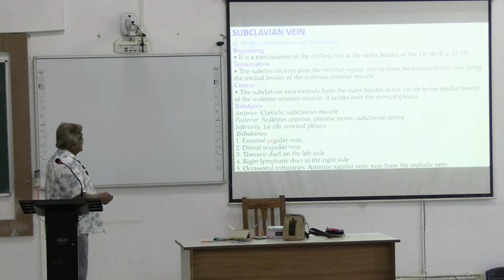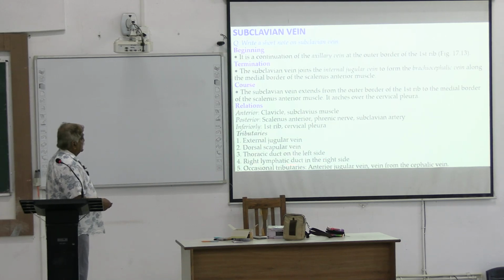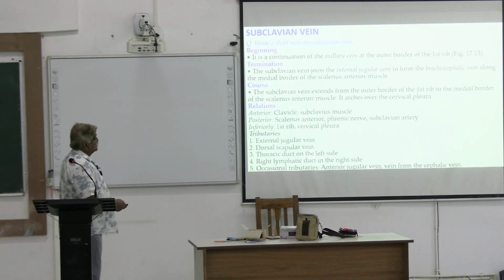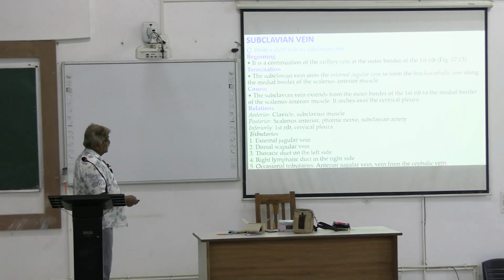Now, tributaries: external jugular vein, dorsal scapular vein, thoracic duct on the left side, right lymphatic duct on the right side. Occasional tributaries: anterior jugular vein, vein from the cephalic vein.